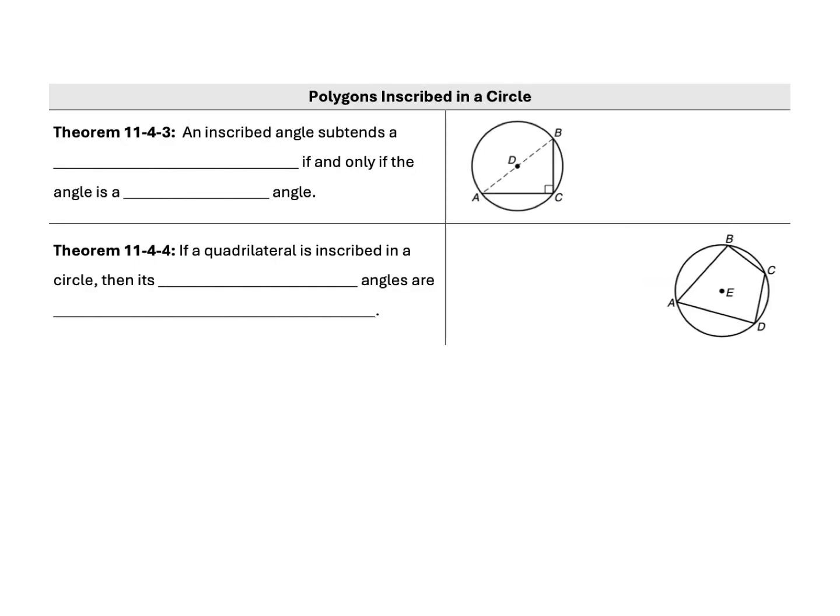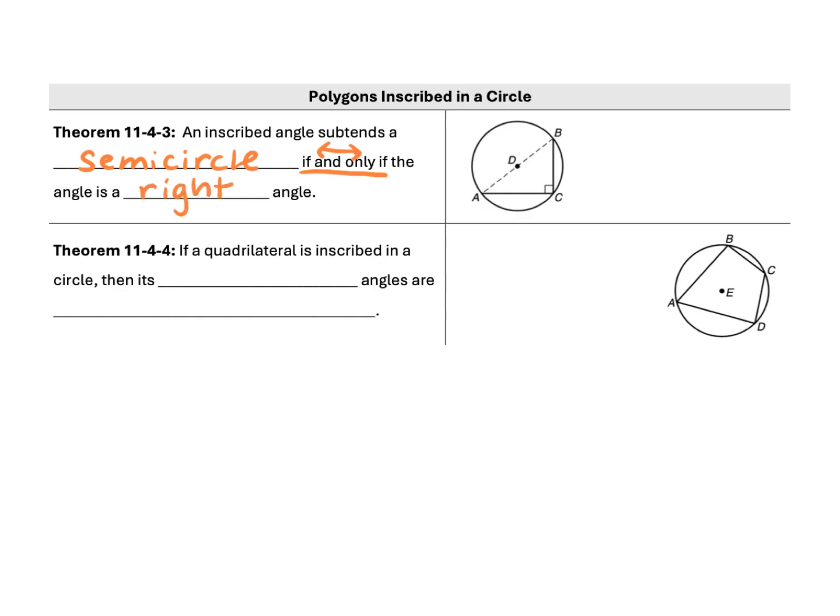Next, we're going to talk about polygons that are inscribed in a circle. For our first theorem here, an inscribed angle subtends a semicircle if and only if, which we know means it works both directions, the angle is a right angle.